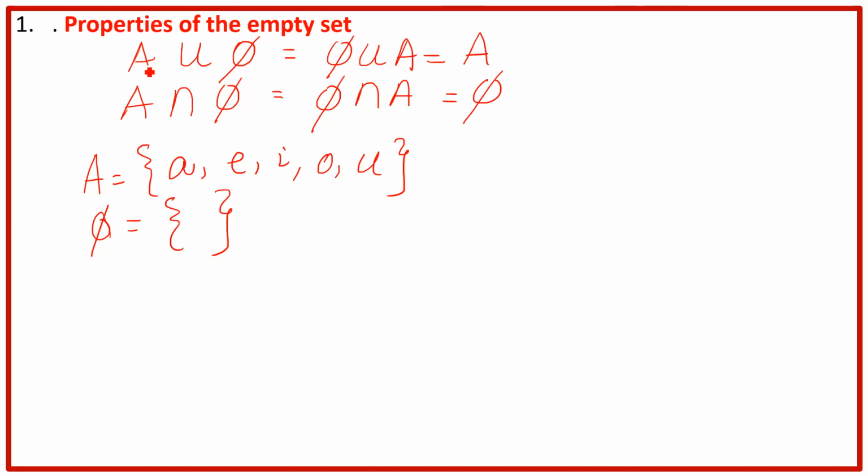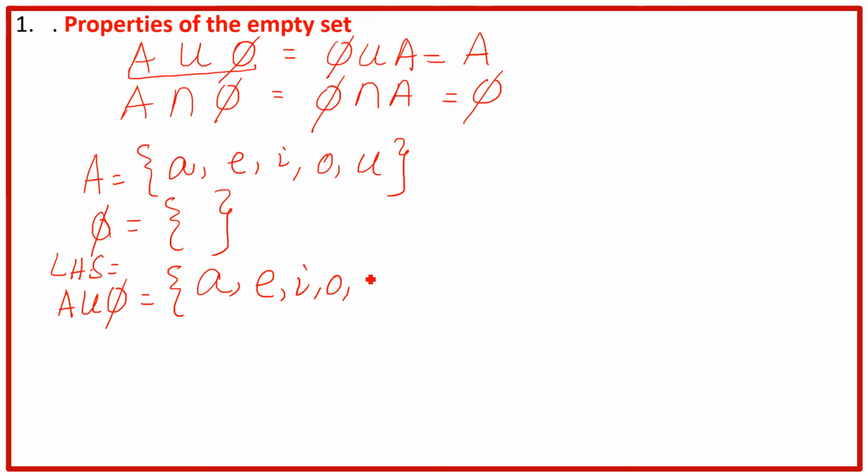Okay, first we have to prove the left hand side of the first property. So the left hand side is equal to A union empty set. Union means you have to write down each and every element of both the sets. So see, in empty set we do not have any element. We have A, E, I, O, U in A. So we will write down A, E, I, O, U because this is the union. Now, the right hand side, and we have to prove that it should be equal to A, right?